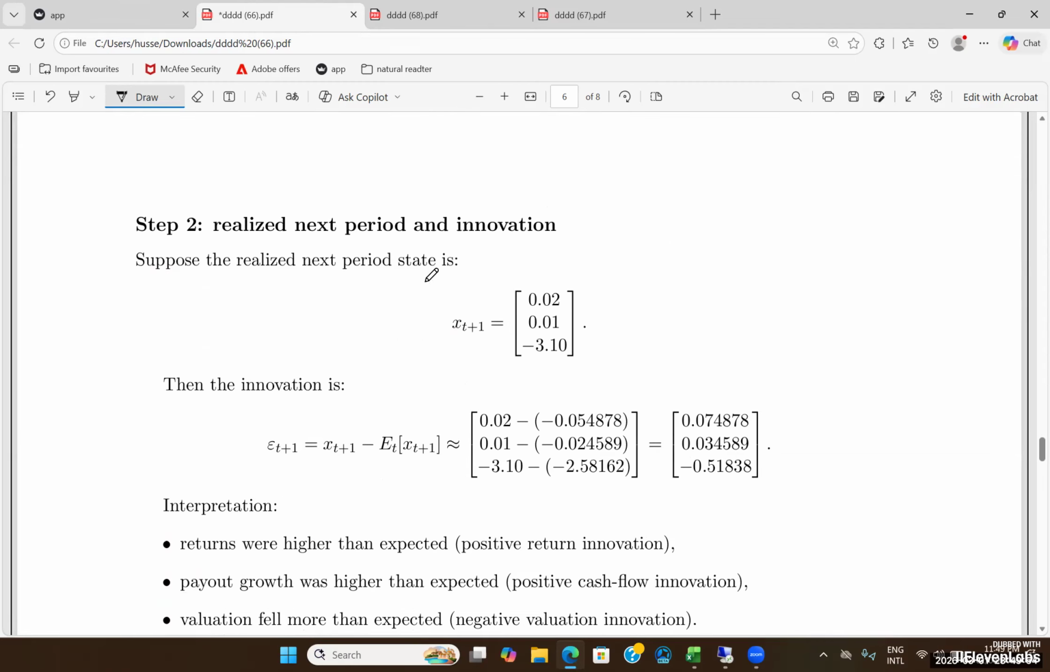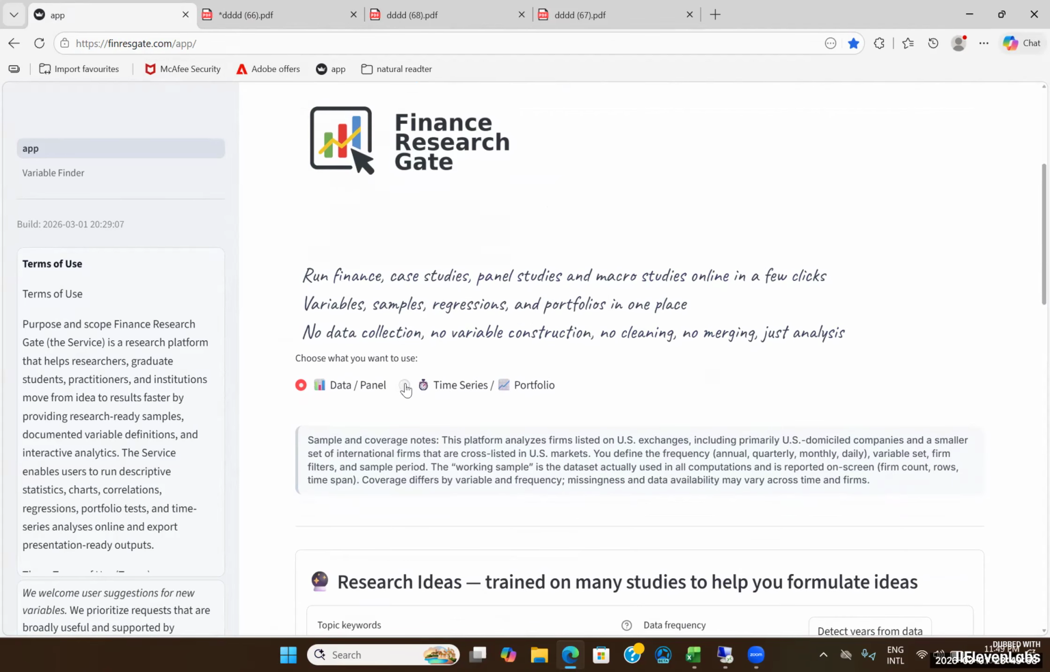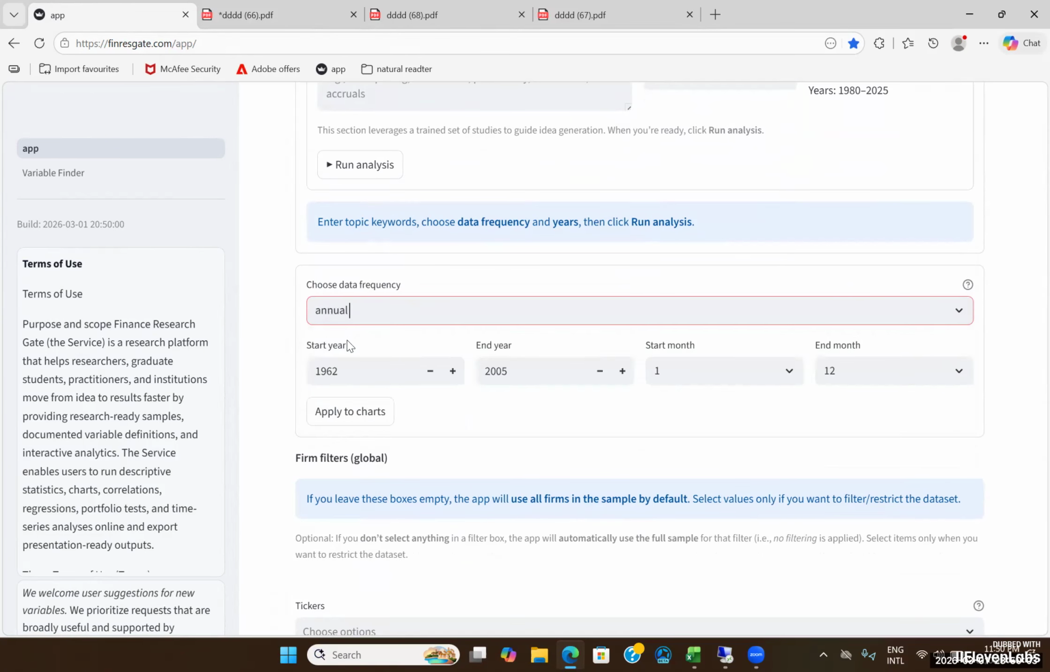Alright, so let's go ahead and apply this particular concept that we've just learned by using the Finance Research Get. Specifically, I'm going to be working with the available time series data for our analysis. Then from those options, I'm going to proceed and select the annual data frequency. And once that's chosen, I'll then proceed to apply all of these settings.